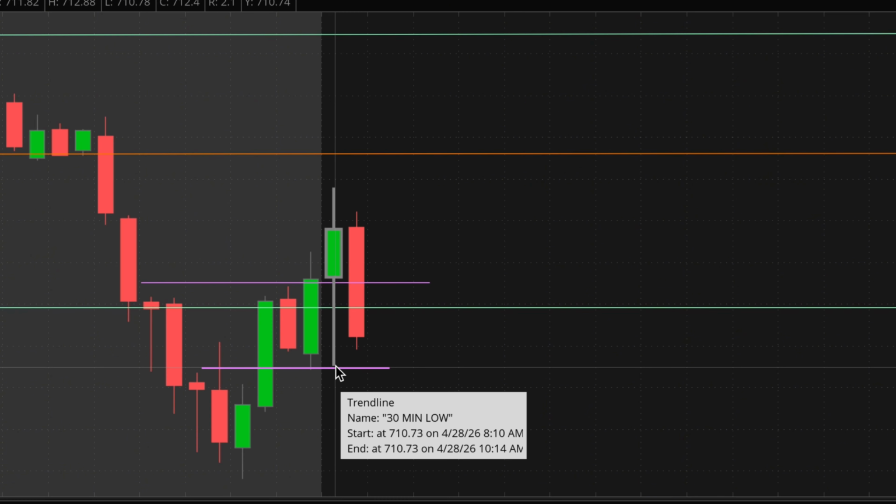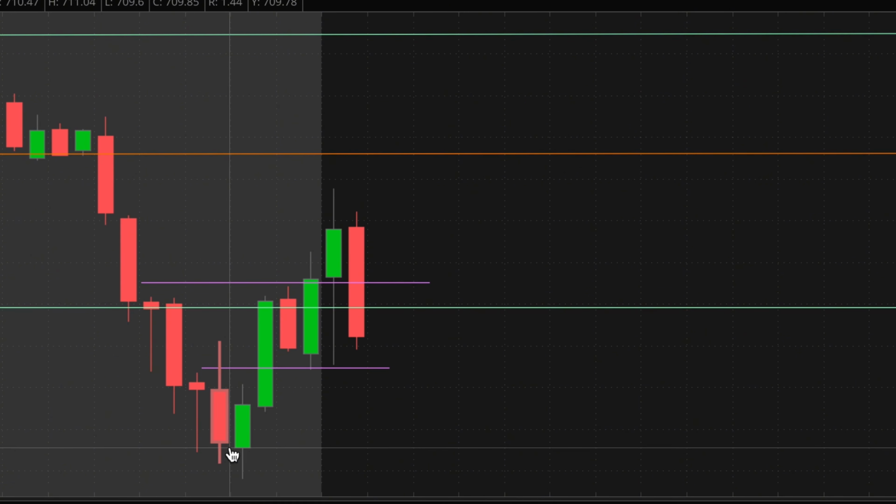If it breaks outside of this, it's trying to create a new low. Remember, our low was right here, 709. Was it 709.75? So if it breaks outside of here, y'all, and creates a new low, yes, it does want to go lower. The trend is no longer up.